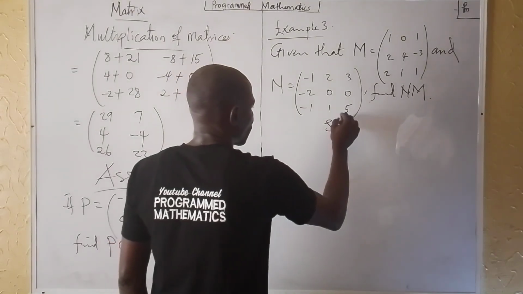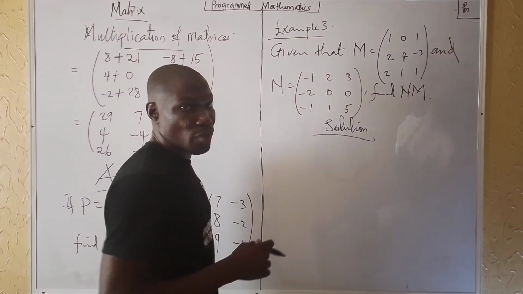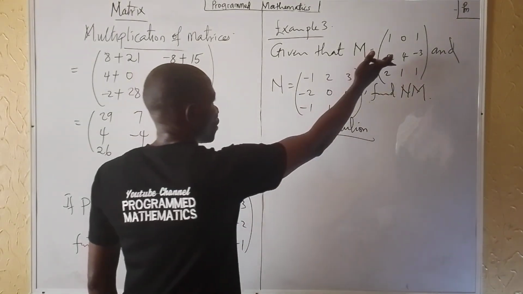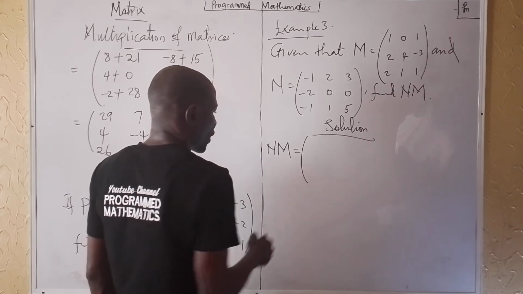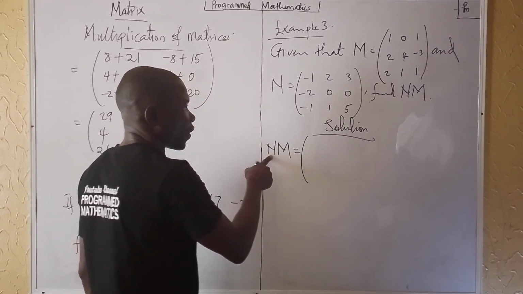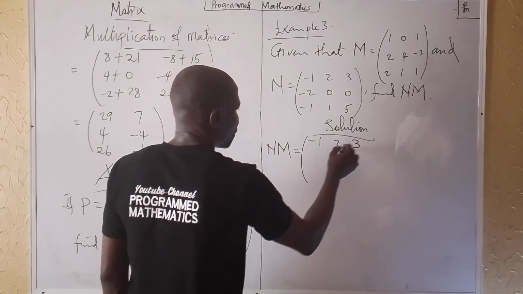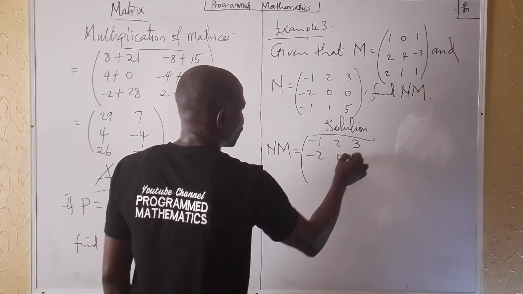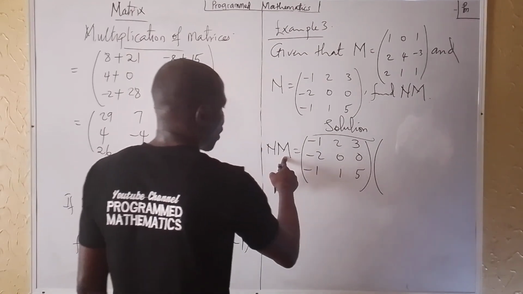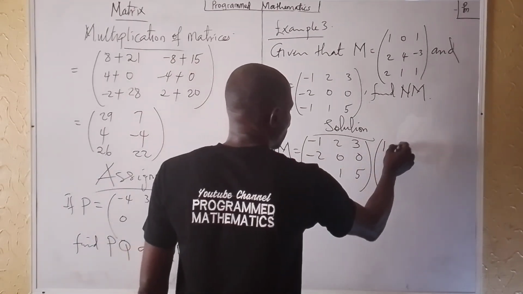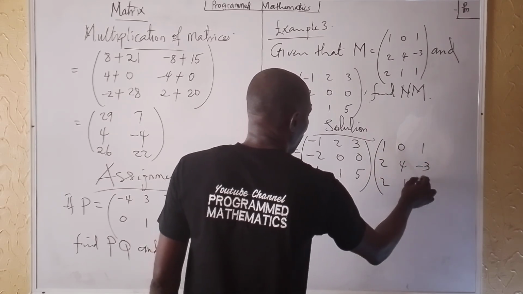Okay, so let's look at this. Of course, the matrices are conformable. They have the same order, so 3 by 3, 3 by 3. So NM. Don't forget, the order is important. N comes first, so I'm writing the matrix N first: minus 1, 2, 3, minus 2, 0, 0, minus 1, 1, 5. And M comes second: 1, 0, 1, 2, 4, minus 3, 2, 1, 1.